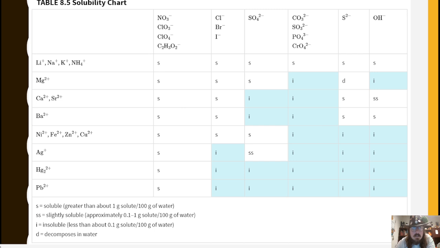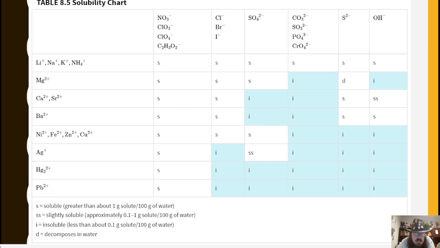But this chart serves the same purpose. Note rule 1 going across, rule 2 going down. S stands for soluble. SS stands for slightly soluble or sparingly soluble. It's kind of on the borderline. Insoluble is I, means it would form a solid for sure. And D means it would actually decompose. It would not form a solid, but it would not dissolve. It breaks down into some other compound.